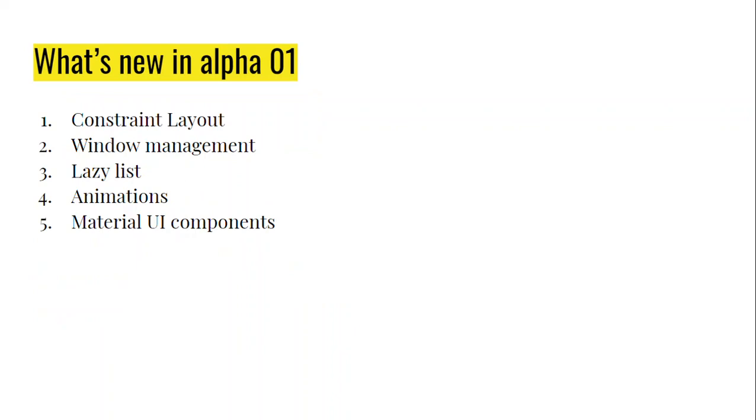There are a few things which are new in Alpha 1, which is support for ConstraintLayout. So if you like ConstraintLayout, then you can use ConstraintLayout in Jetpack Compose also. This way, you avoid writing rows and columns, and it's easy for you to align the views properly on screen. We have window management and lazy list. So the earlier version did not have a list, but now we have a list for Jetpack Compose. There are cool animations which got added, and the best part is that you get support directly for the material UI components also.